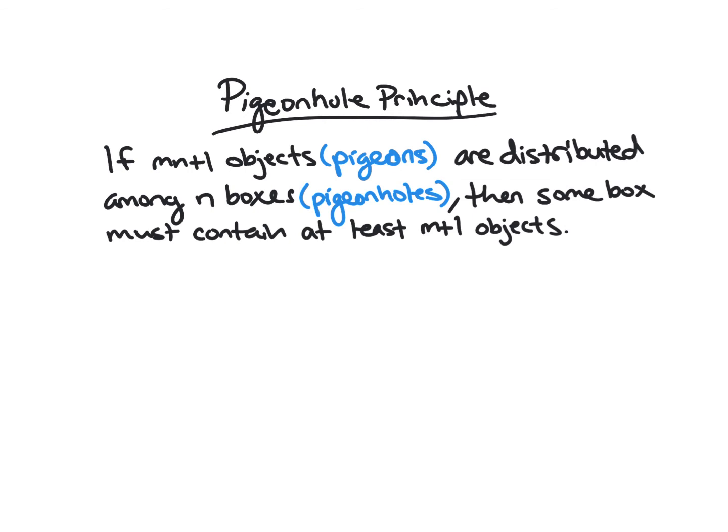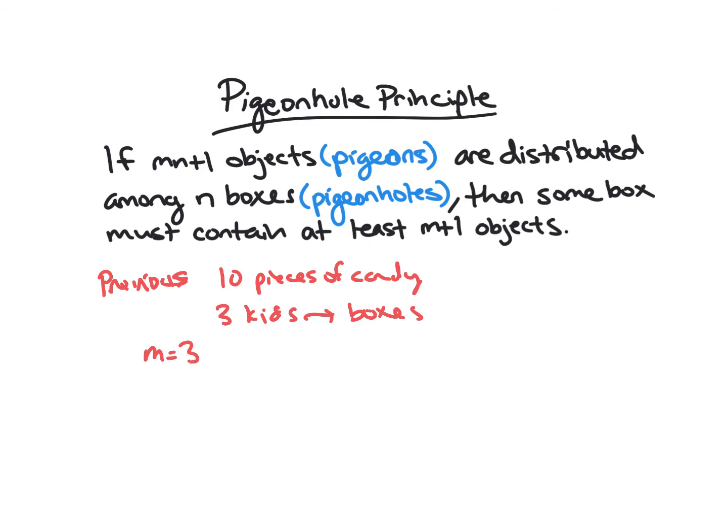Right, so our previous example, what did we have? We had 10 pieces of candy, and then we had 3 kids. These were the boxes, right? And so m in this case was 3, n was also 3, and so this mn plus 1 is 10. That's how we saw that these 10 pieces of candy were in 3 boxes, and at least one of those boxes had to have m plus 1 or 4 objects, right?